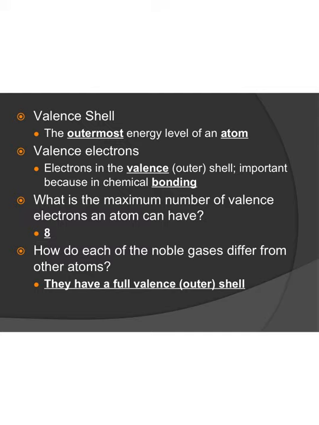What is the maximum number of valence electrons an atom can have? It is 8. And again, like I said before, it is known as the octet rule. How do the noble gases differ from other atoms? They all have full valence outer electron shells. All of them have 8 valence electrons except for helium, which has only 2. The reason helium has only 2 is because it only has 1 energy level.